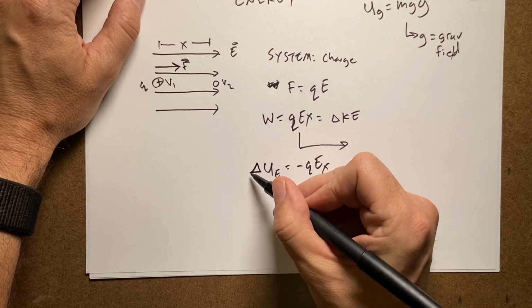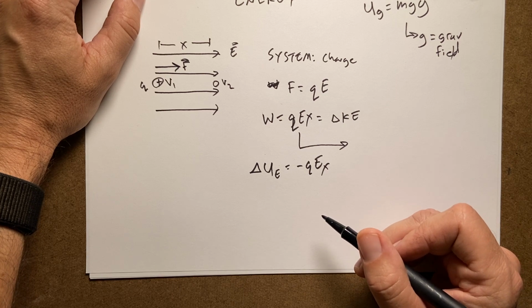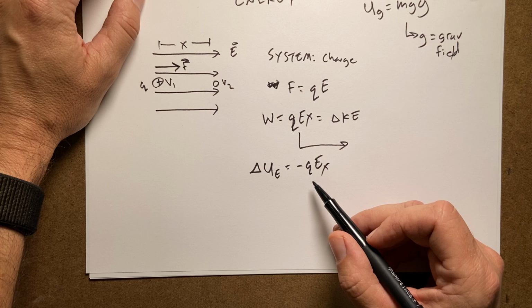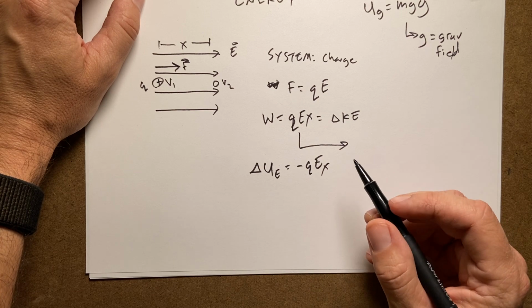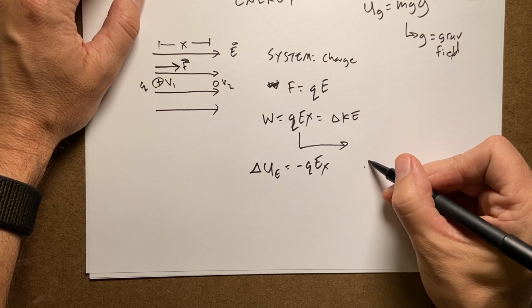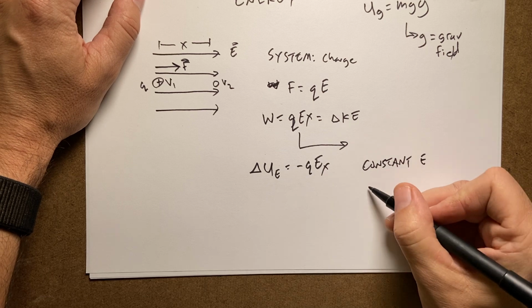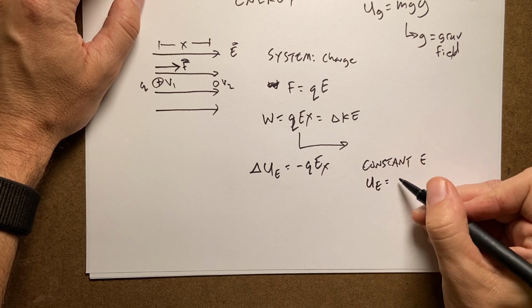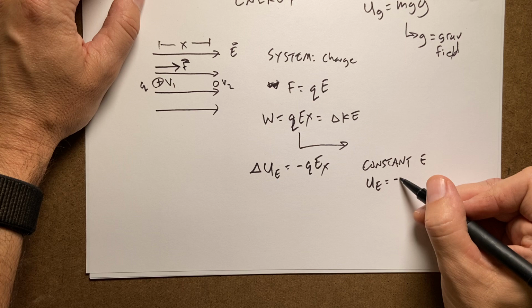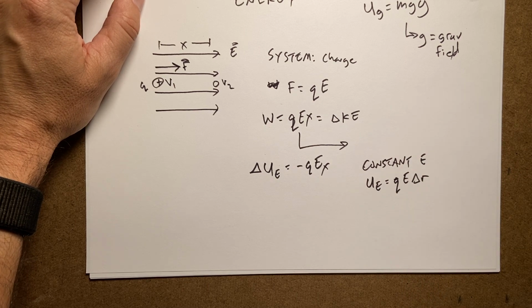The change in, just like I did before. Okay. That's electric potential energy. So in general, if the electric field is constant, then the change in UE is just Q E delta R. Let's leave it like that. Okay. So that's electric potential energy.